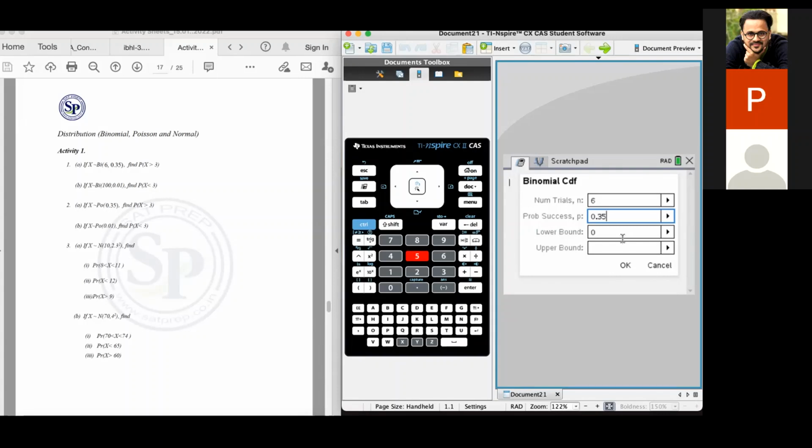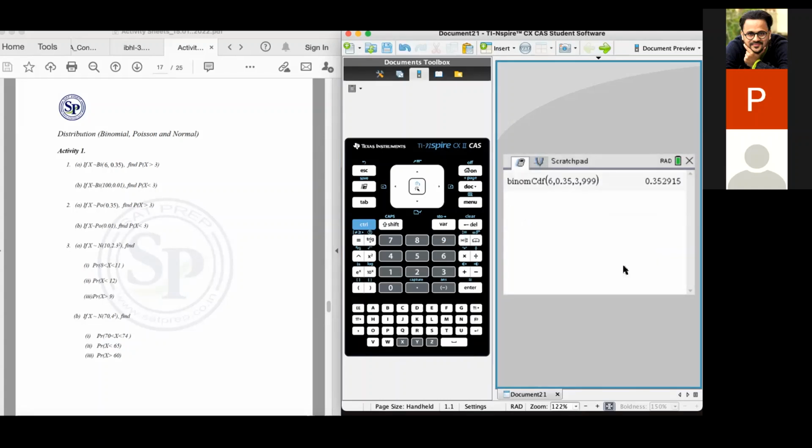So we can type here directly: lower bound as 3, and because we can't write infinity here, you can directly use upper bound 3.9, and then it will give you the probability. If you are looking for 1 minus, then you have to work out 0 to 2, and then take 1 minus it, so you are able to get the probability. So this is the way you can use the distributions here.